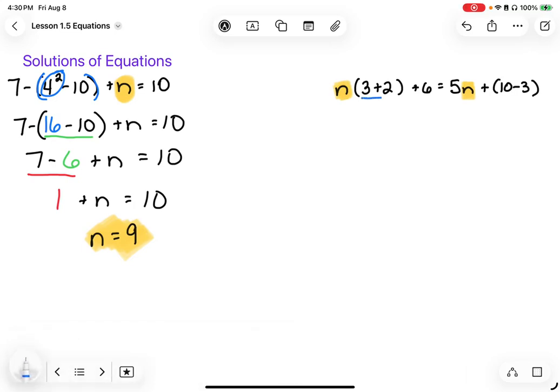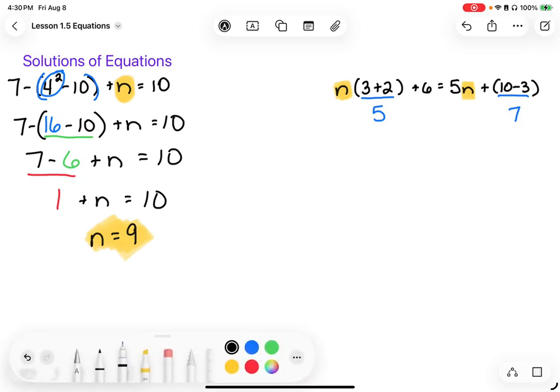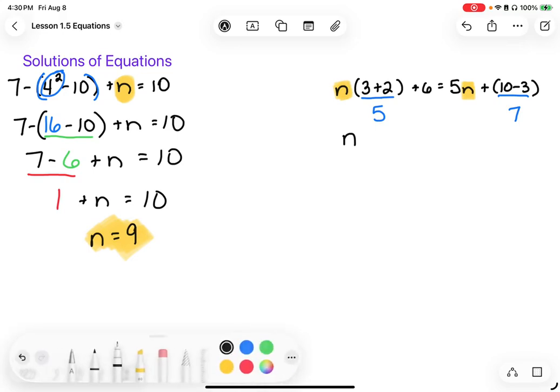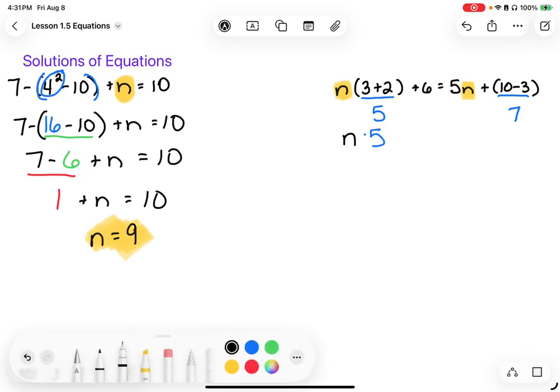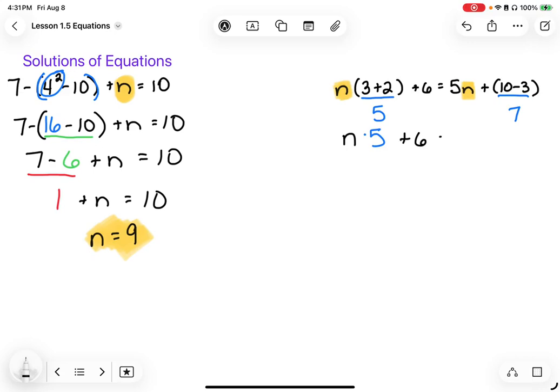We need to do 3 plus 2, which is going to give us 5, and then over here we've got 10 minus 3, which is going to give us 7. So that is the only thing to do in those grouping symbols. So let's drop the grouping symbols for this next step. Since we've done everything in there, we've got n times 5. Okay, and then we've got plus 6 equals 5n plus 7.